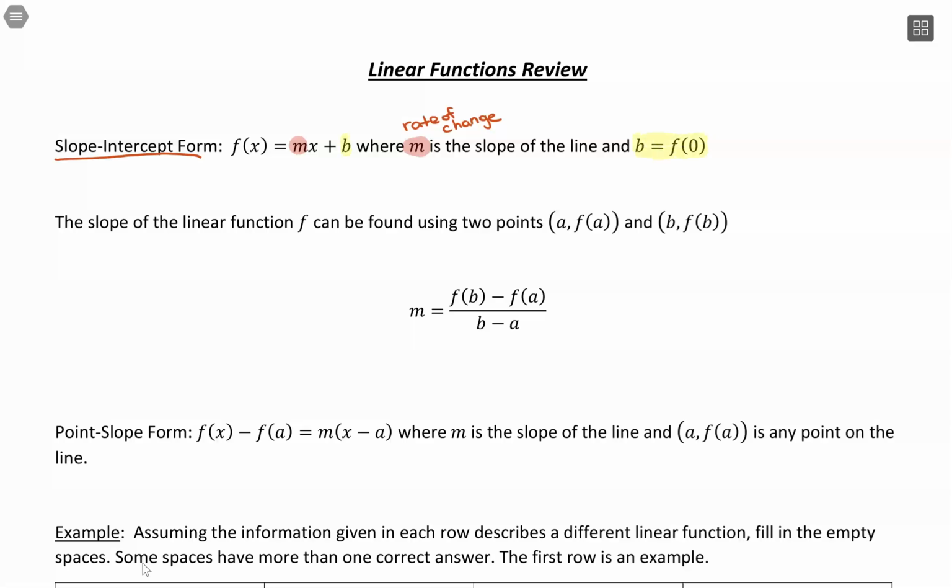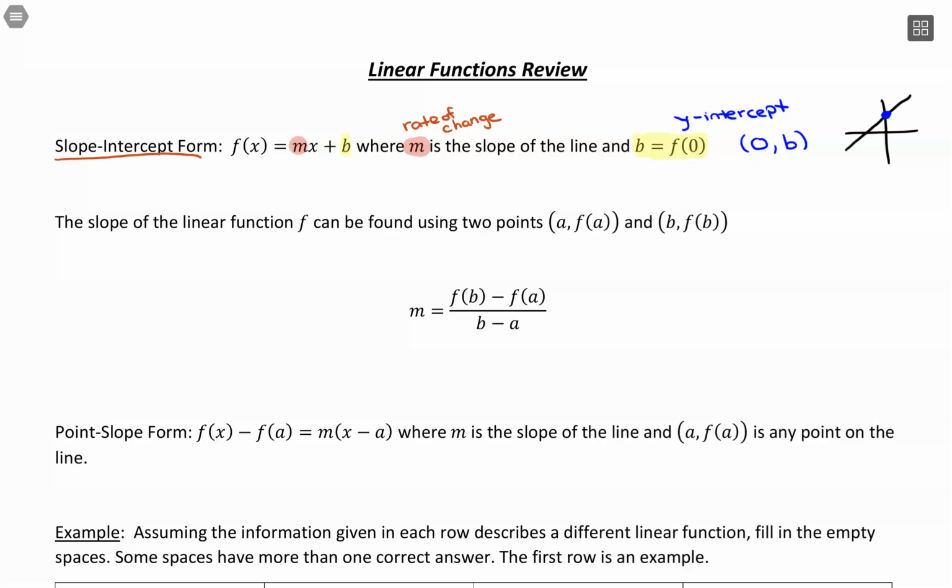So we have this point (0, b) on our graph, and b would be where we're crossing the y-axis. That would be our y-intercept. So finding the y-intercept is pretty clear on a graph. If we have the graph of a line, then our y-intercept would be this point where we cross the y-axis. The slope can be slightly trickier.